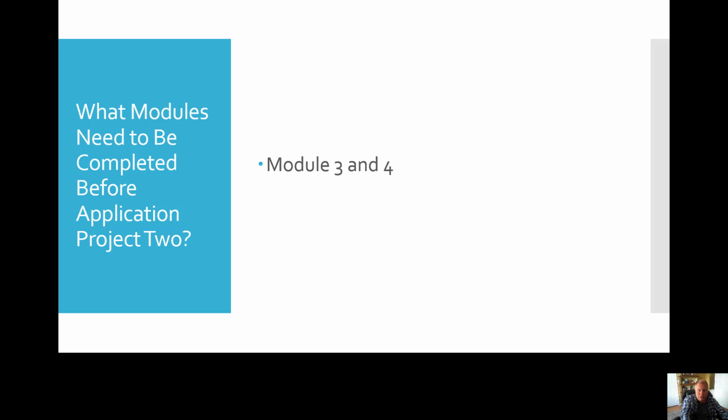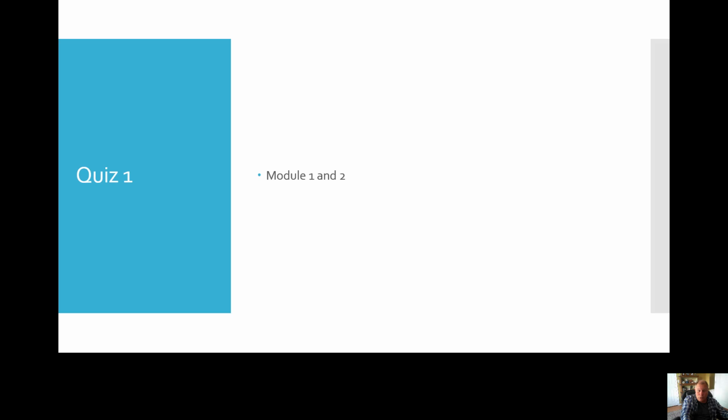Don't start this project if it's due on June 1st. Hopefully you're not starting it at 8 o'clock at night. For project 3, it's module 6 and 7. Quiz 1 will be module 1 and 2. Quiz 3 will be module 3 and 5.